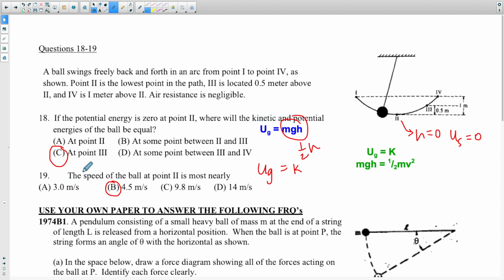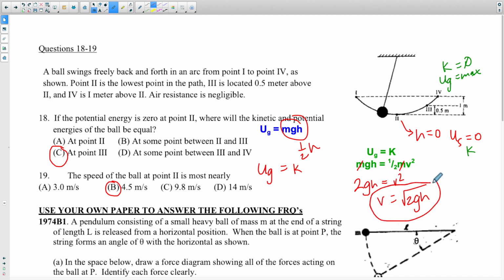The next question, number 19, the speed of the ball at point 2 is most nearly what? Okay, so once again, down here it has no potential energy, but it has all kinetic energy. Up here it has all potential energy and no kinetic energy. So therefore we can use this setup. Okay, we're just going to take a second to solve this. Remember, when we solve it, we can cross out the mass, and we can multiply times 2, and then we can take the square root, and so we get this answer.